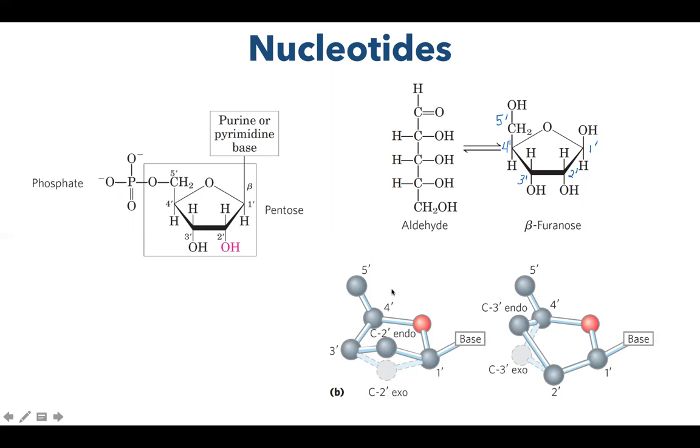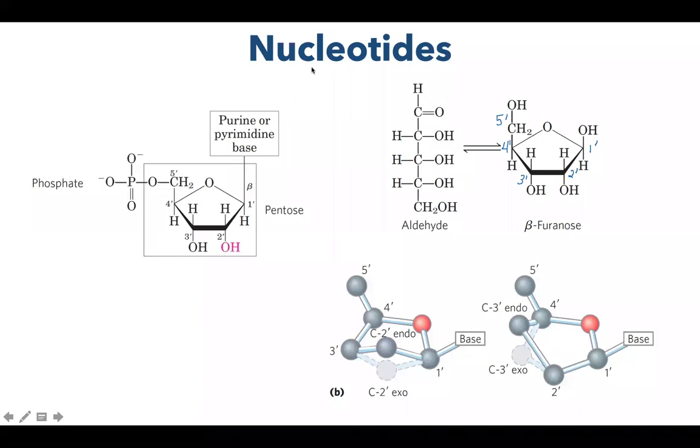If it is above the plane, then we call it the endo conformation because this 2' carbon is on the same side of the plane as the 5' carbon. If the 2' carbon is below the plane, so opposite to the position of the 5' carbon, we call it the exo conformation. Likewise, your 3' carbon can also assume this endo or exo conformation. So there are actually 4 possible conformations for your beta furanose ring.